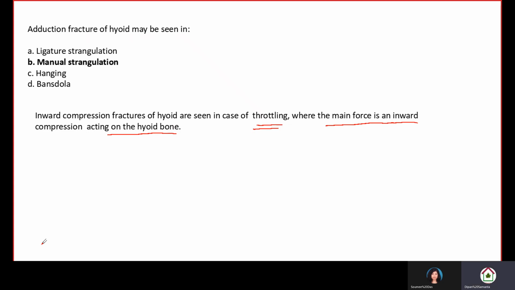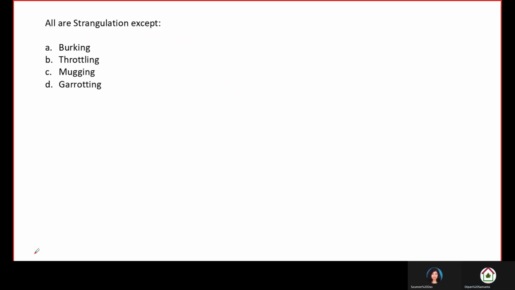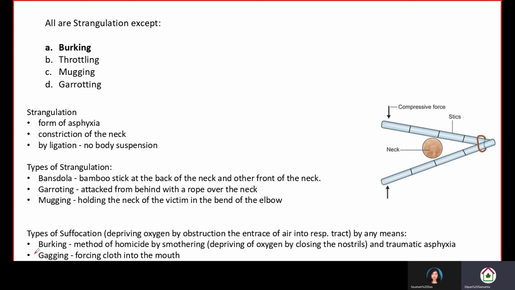Okay. So adduction fracture of hyoid bone may be seen in manual strangulation. All are strangulation except barking, throttling, mugging, garroting. The answer will be barking. So we revise what are the types of strangulation and all.